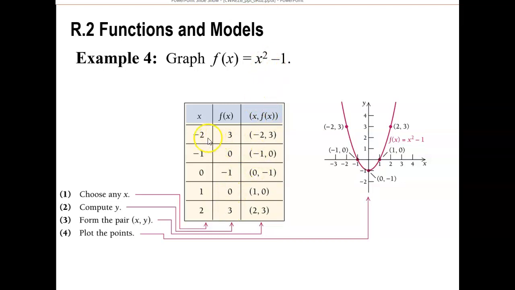So this is just the ordered pair -2, 3, the ordered pair -1, 0, the ordered pair 0, -1, the ordered pair 1, 0, and then the ordered pair 2, 3. And then those get plotted on a graph. So -2, 3 is left 2, up 3, that's this point right here. -1, 0, 0, -1 down here, 1, 0, and then 2, 3. And we can see that they line up in this shape. That's called a parabola. It's a pretty basic shape function that you may be familiar with.